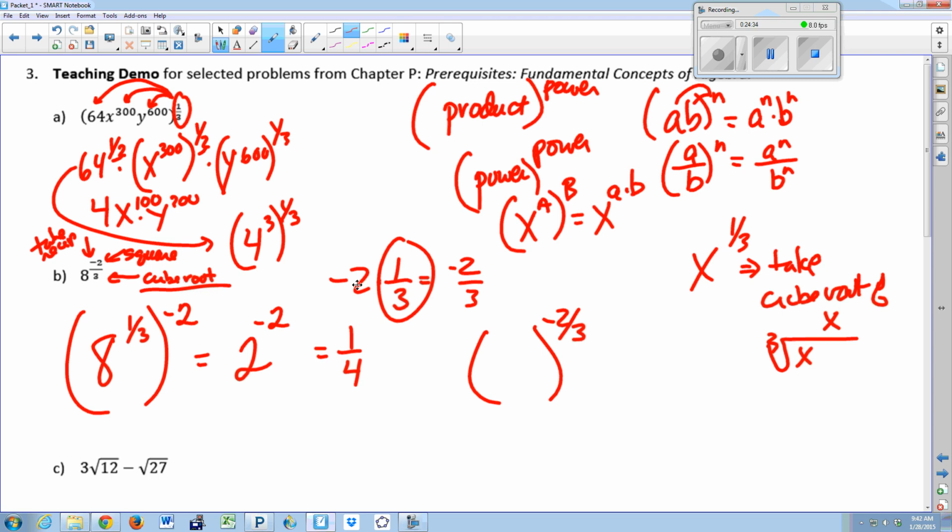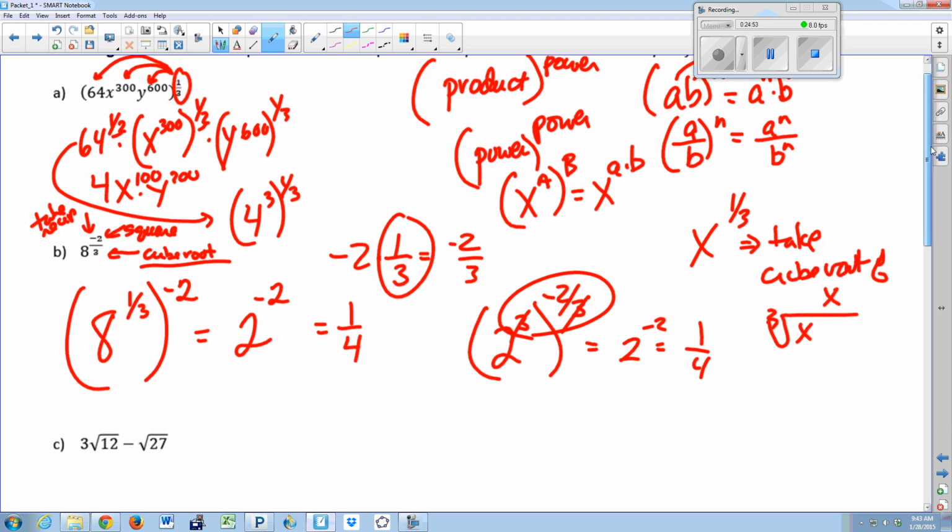I'm going to change 8 to this. And now I'm going to multiply those. And when I multiply those, I do get that. The 3's cancel, and there's my 1/4. That's another way to do it. There's, like I said, multiple ways to do it.